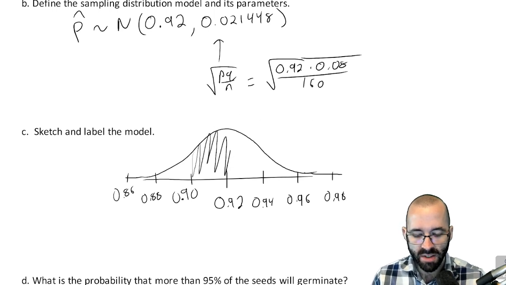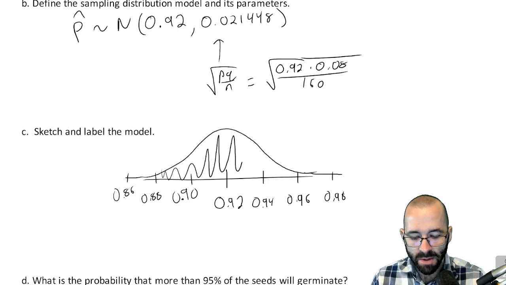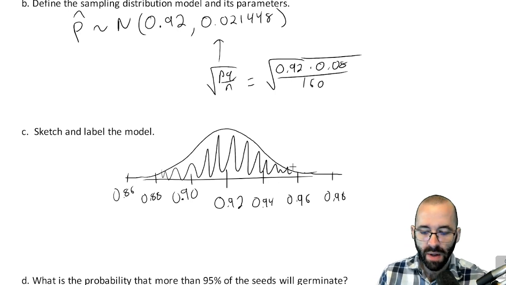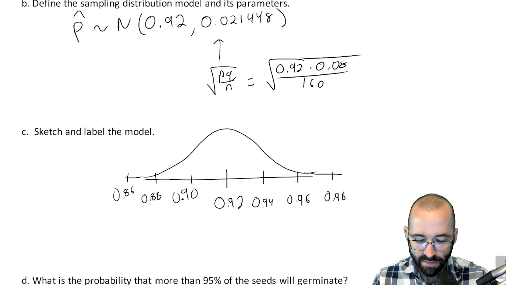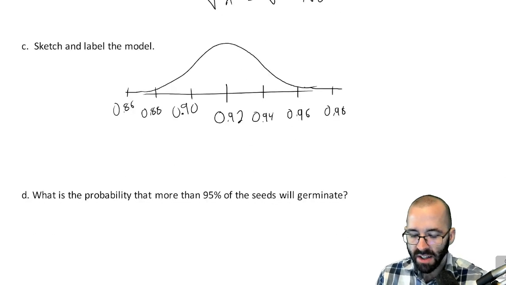This is where 68% of the data should lie. This is where 95% of the data should lie. Empirical rule. We have a normal distribution. What's the probability that more than 95% of seeds will germinate?